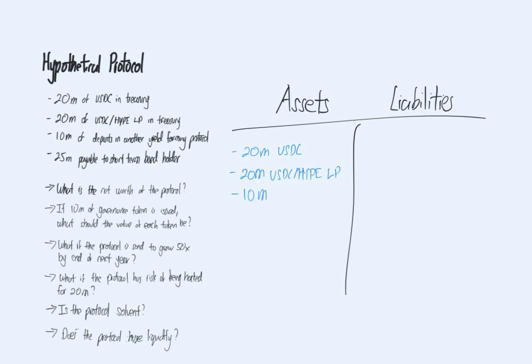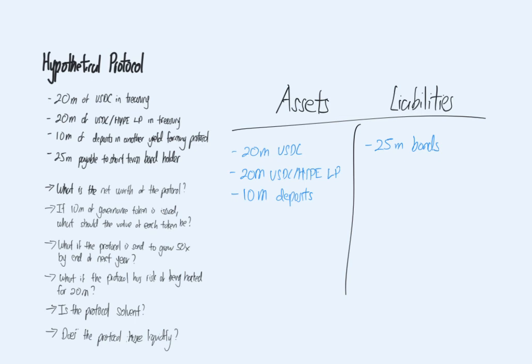So on the first line, you'll see $20 million worth of USDC. On the second line, you'll see $20 million worth of LP tokens. On the third line, you see $10 million worth of deposits. And in total, you would have $50 million worth of assets on the left-hand side. On the right-hand side, we only have a single line of $25 million worth of payments to short-term bond holders, since this is the only debt that the protocol owes. This also means that the total liabilities of this protocol is $25 million.